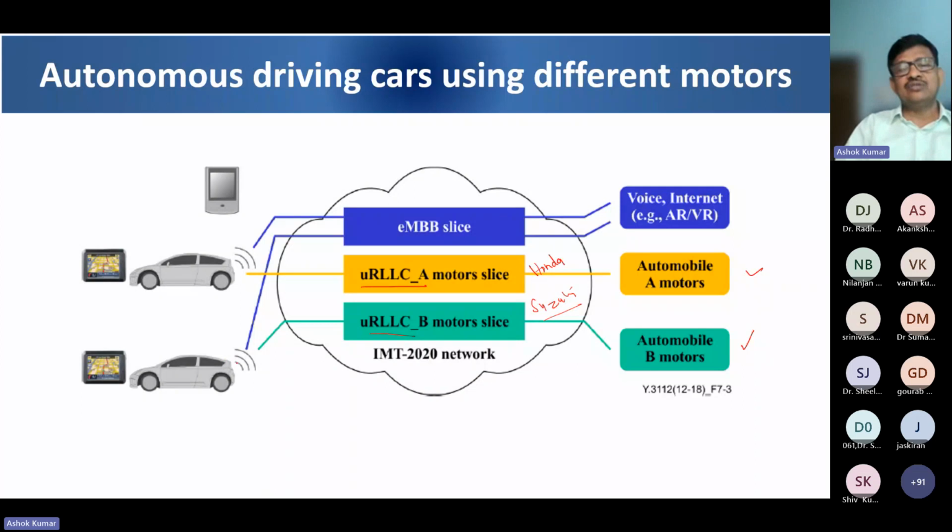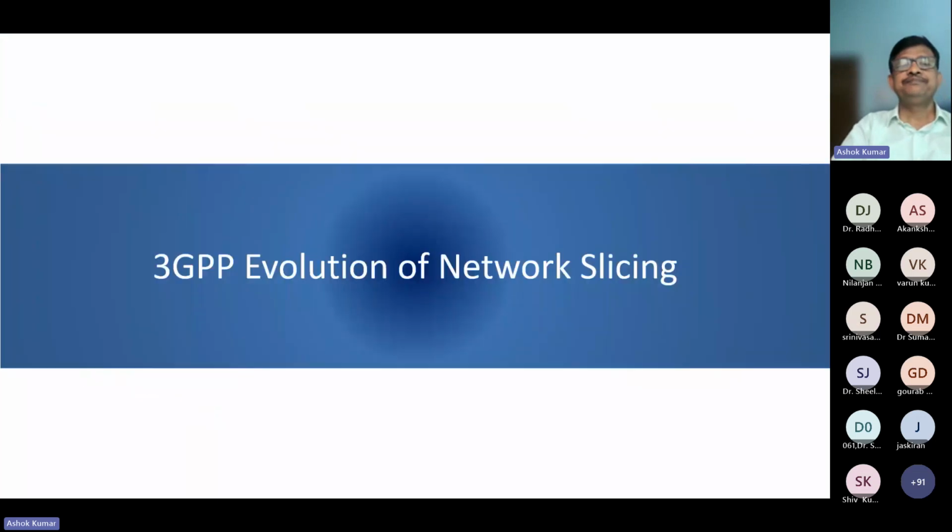So in this example, what is shown is that this car, which maybe belongs to Suzuki, is connecting to URLLC slice B and being connected to their server. In addition, it is also being connected to a common slice of eMBB to support voice services, internet, AR/VR, etc. inside the car. Similar is the case of the second car. The second car is connecting to URLLC slice A and also to the eMBB. So this is the example given in the ITU document.